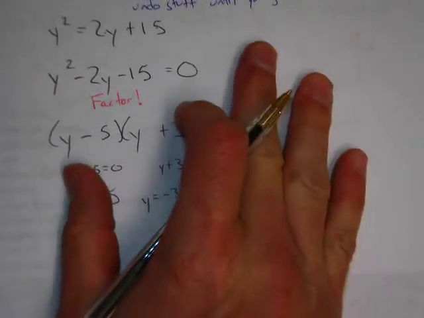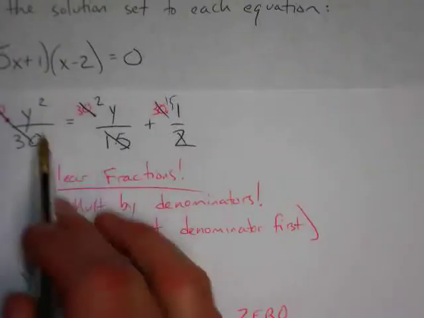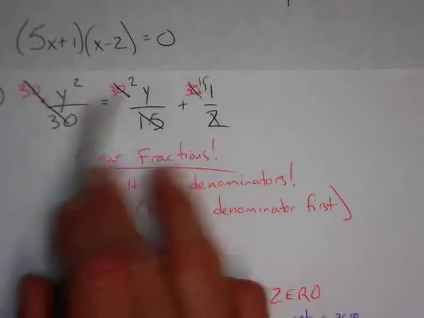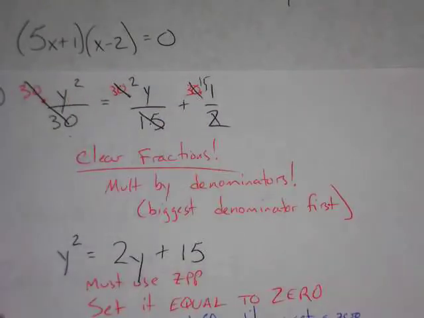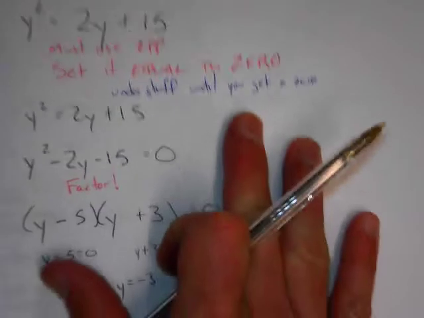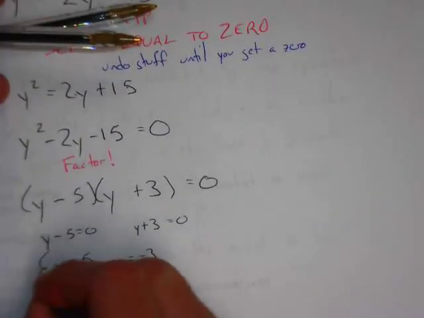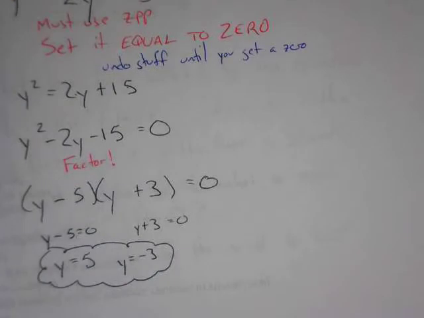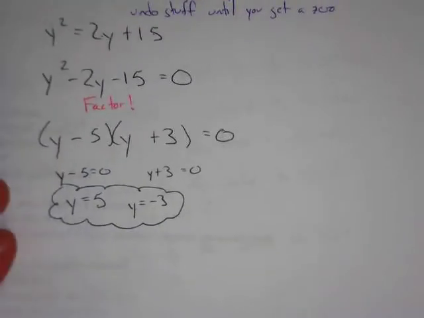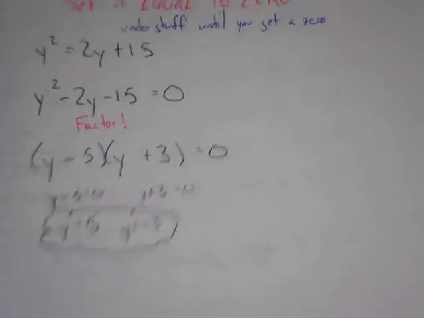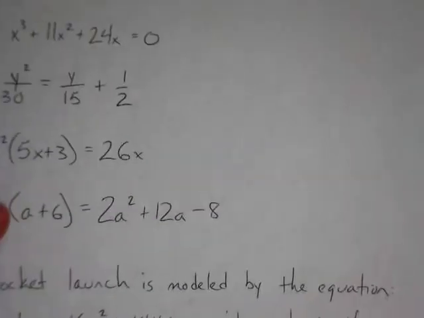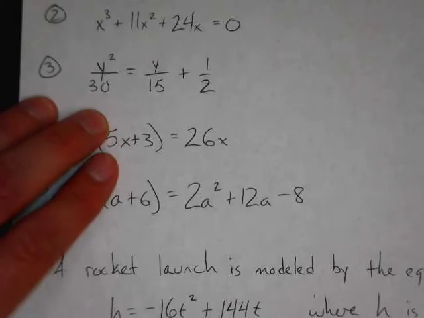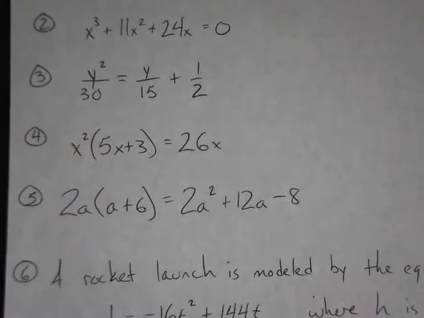That means the very beginning, like this crazy equation with all the fractions and stuff, if y was 5, it would work, and if y was negative 3, it would work. Isn't that weird? So y could equal 5, y could equal negative 3. We have now solved that equation. All right? There's a reason why in the next lesson you'll see. So even crazy looking stuff, like number 3, we can totally do that.